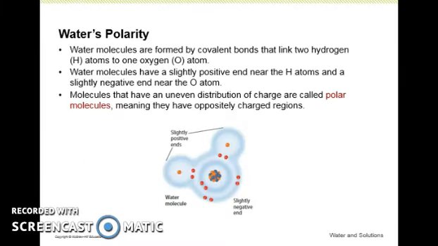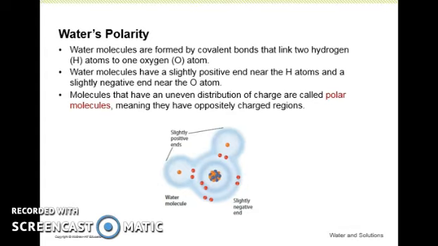This is for my biology students, and currently we are on lesson 6.3, Water and Solutions. On page 161 of your textbook, let's talk about water's polarity. So water molecules are formed by covalent bonds, bonds that share, they coexist. It's that link of a hydrogen atom bonded to the oxygen atom.